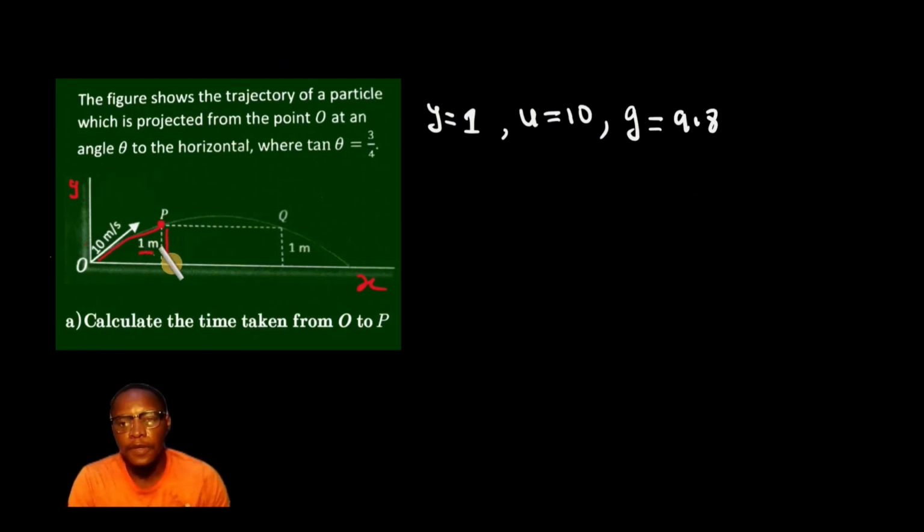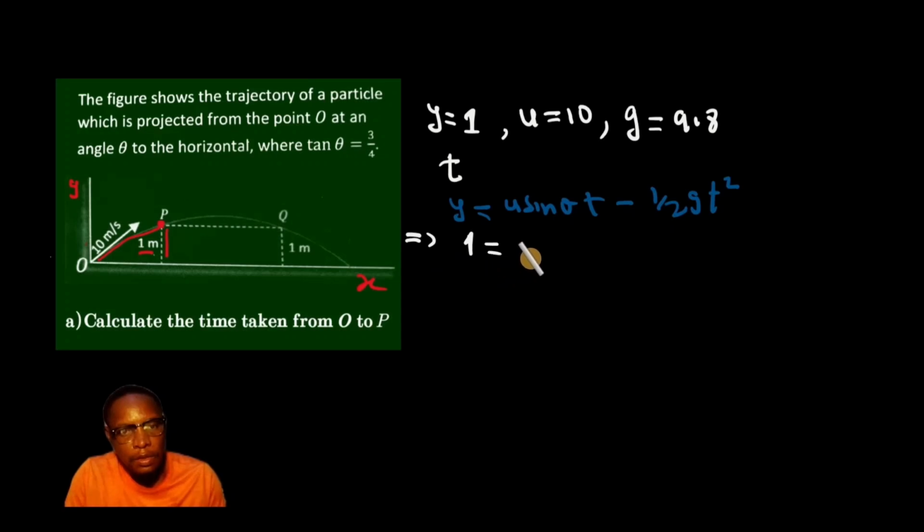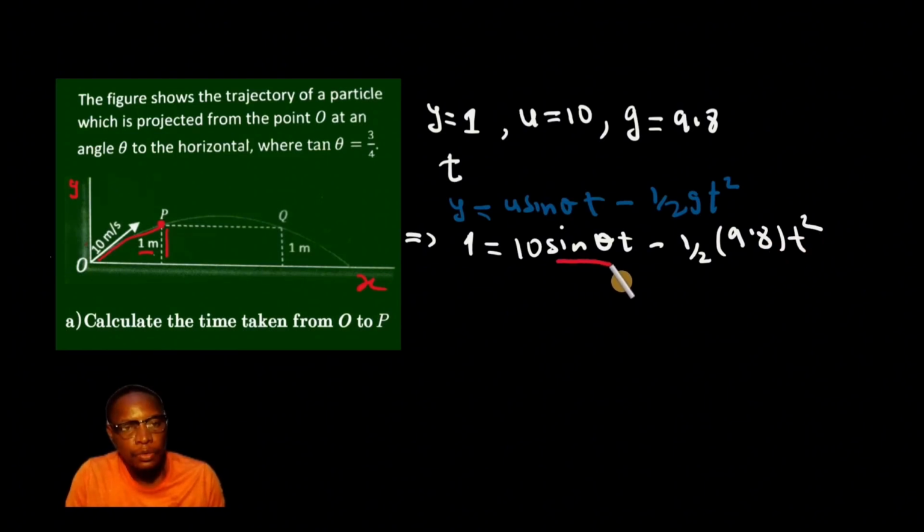The vertical height at any point, at time t, is given by the formula y equals u sine theta t minus half g t squared. That means 1 equals 10 sine theta t minus half into 9.8 t squared. I don't know sine theta, but from the question, tan theta is 3/4. Let's draw a right angle triangle with this angle being theta, then tan theta is opposite over adjacent, that's 3/4. Now I need to look for the hypotenuse.